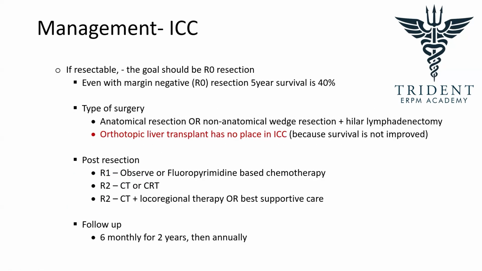For the management of intrahepatic cholangiocarcinoma, if resectable, the goal should always be R0 resection with negative margin. Even with negative margin, the 5-year survival rate is 40%. The type of surgery includes anatomical resection or non-anatomical resection with hilar lymphadenectomy. There's hardly any place for orthotopic liver transplant because there's no proven survival benefit. Post-resection, R1 will offer observation or chemotherapy, whereas R2 can offer chemotherapy or chemoradiation with local regional therapy. The follow-up is every 6 months up to 2 years and annually after that.